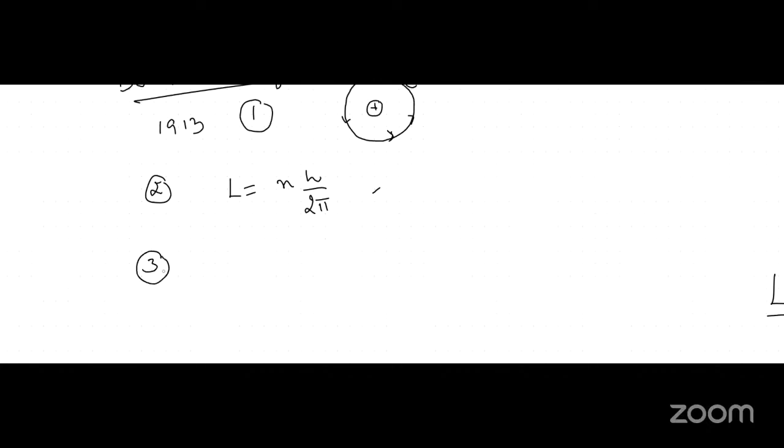Next, the third assumption made by Niels Bohr is that whenever the electron is revolving around the nucleus in a circular orbit, the electron is constantly accelerating. An electron moving in such allowed orbits does not radiate electromagnetic energy. And he says that the total energy E is constant.